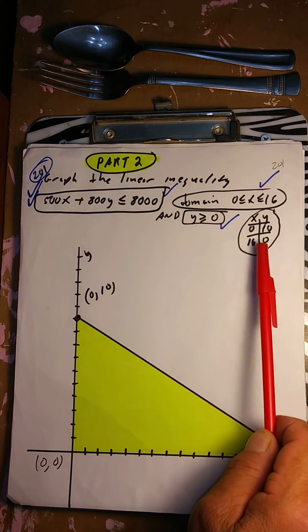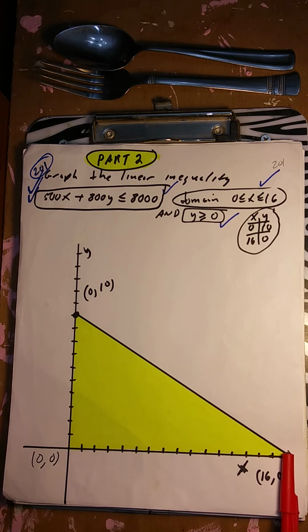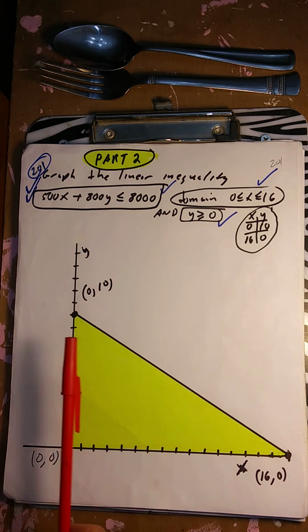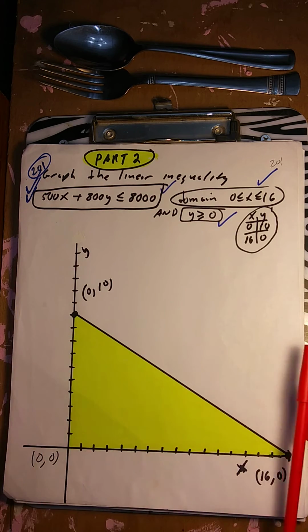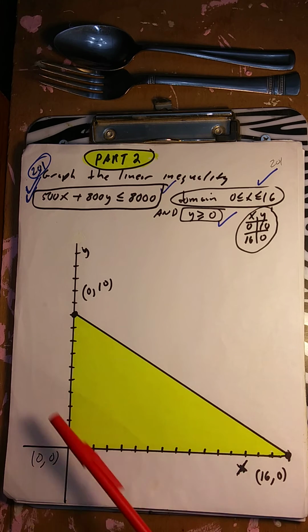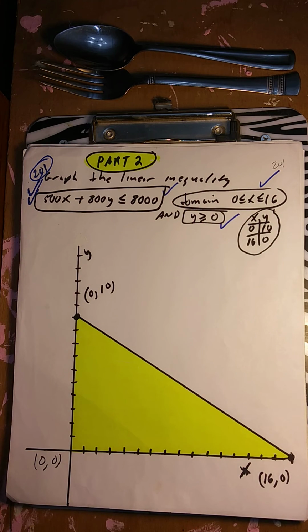So we have 0, 10. We have 16 and 0. Between 0 and 16, there it is, and it's less than that, so it's going to be all these numbers in here, okay? So it's right there somewhere. These conditions make it right there, all right? Oh, that's it, we're done.